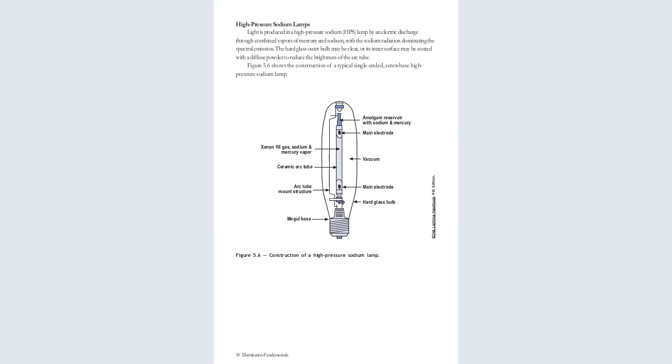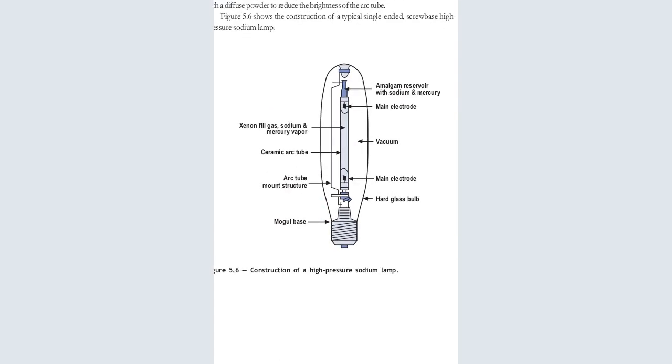In the high pressure sodium lamp, light is produced by an electric discharge through combined vapors of mercury and sodium, with the sodium radiation dominating the spectral emission. The hard glass outer bulb may be clear, or its inner surface may be coated with a diffuse powder to reduce the brightness of the arc tube. So you can see how it looks. Again, we have a vacuum there, the glass bulb, and then the xenon.